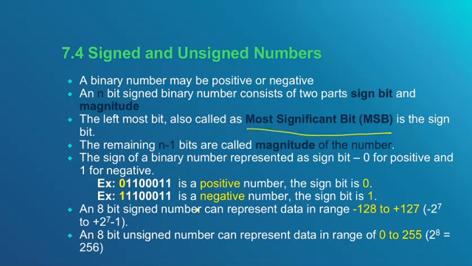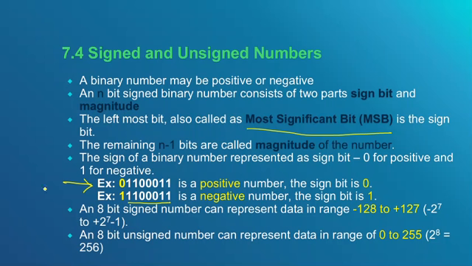If it is 0, it represents a positive number. If it is 1, it represents a negative number. See the example. In this example, the leftmost bit represents the sign bit. If it is 0, then 01000011 is a positive number. If it is 1, then 11000011, that is this number, is a negative number. So you will use sign bit 0 for a positive number and sign bit 1 for a negative number.